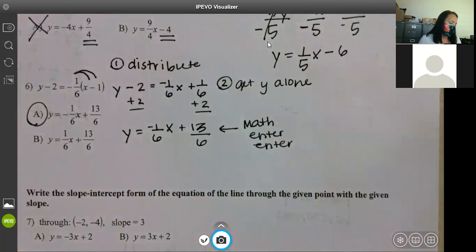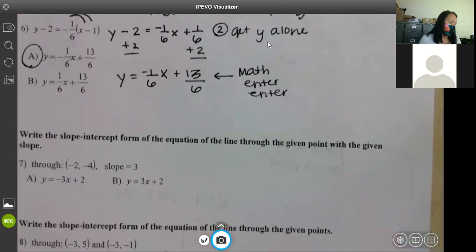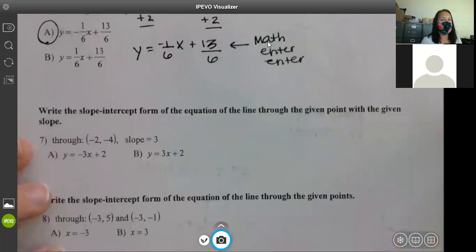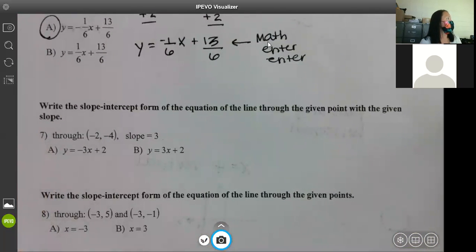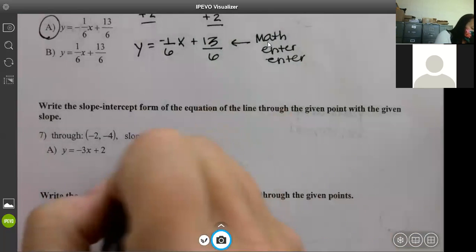All right, write the slope-intercept formula of the equation of the line through the given point with the given slope. The first thing you need to do is look at your slope. What is your slope? 3. Which one of these has a slope of 3? B.